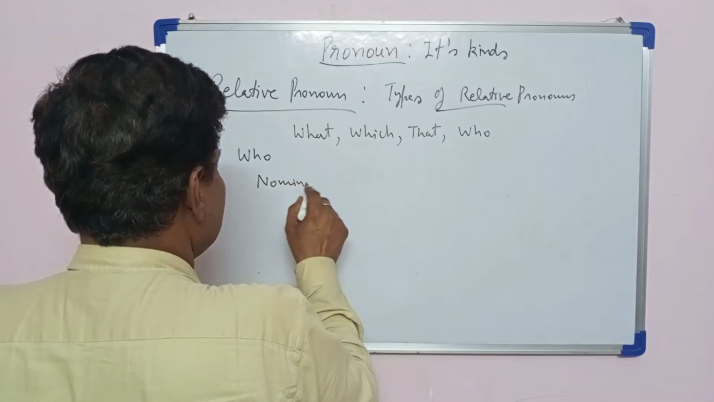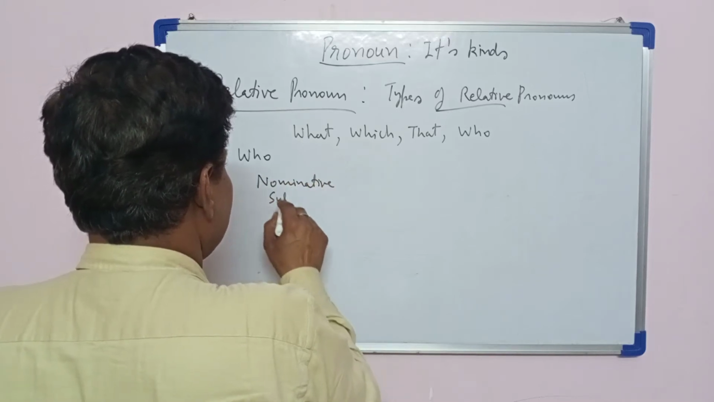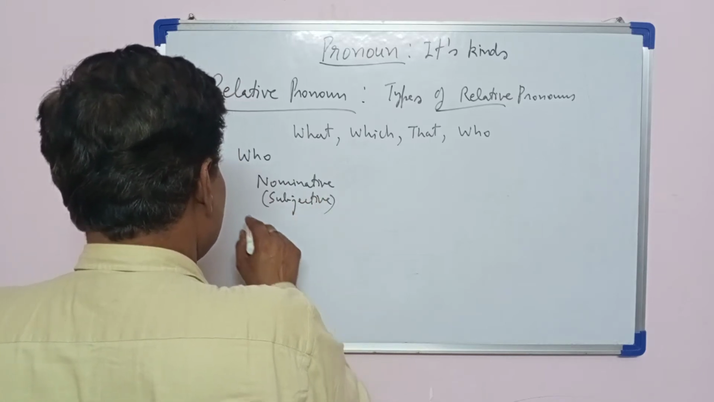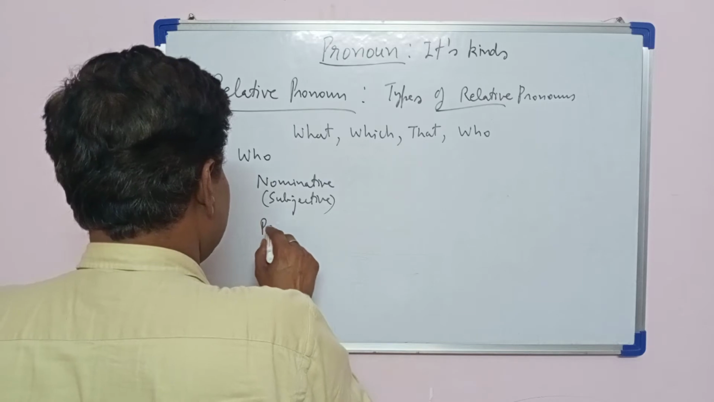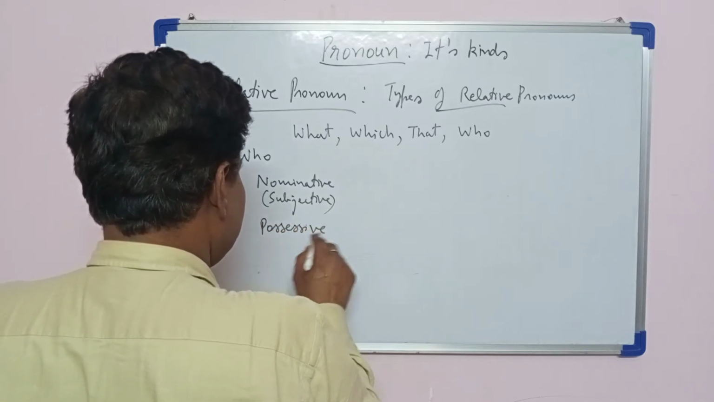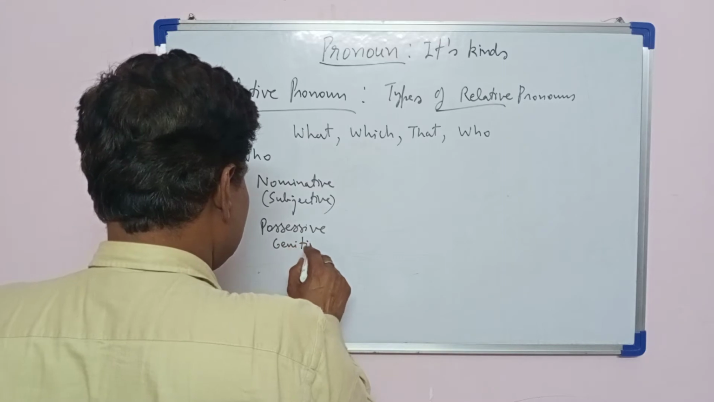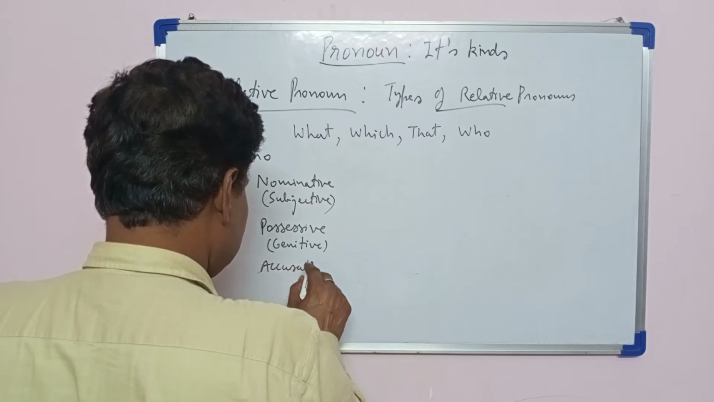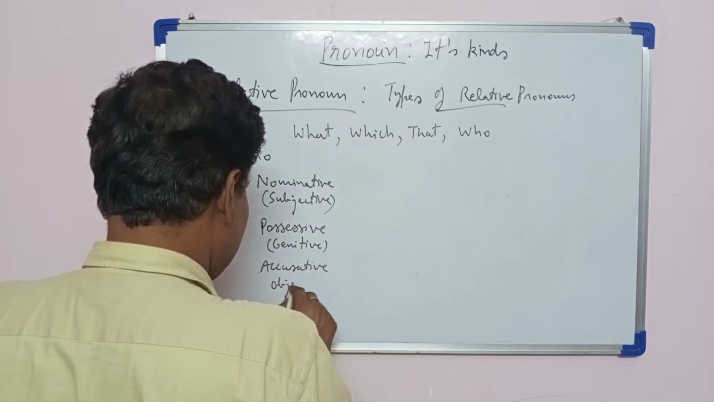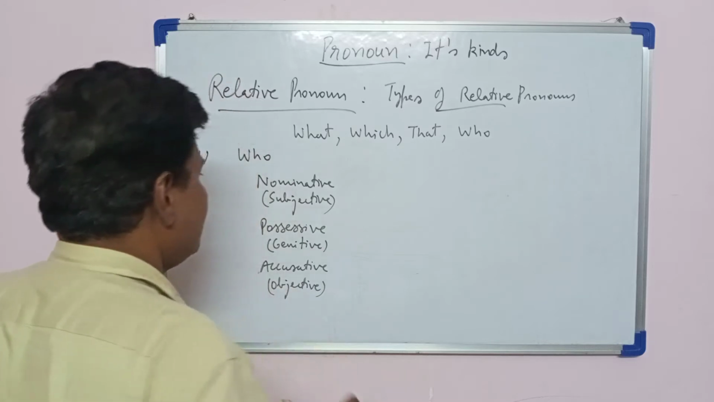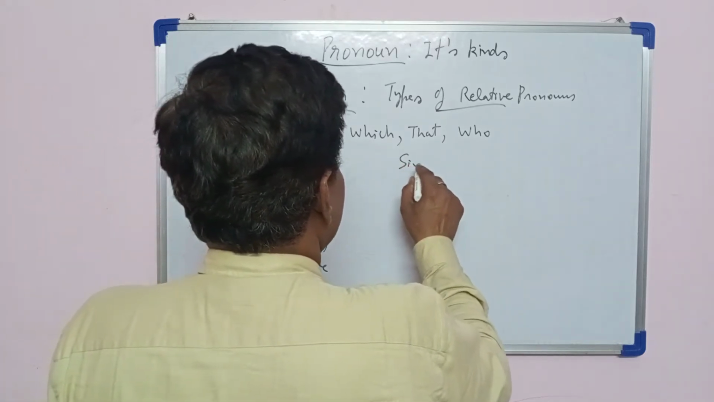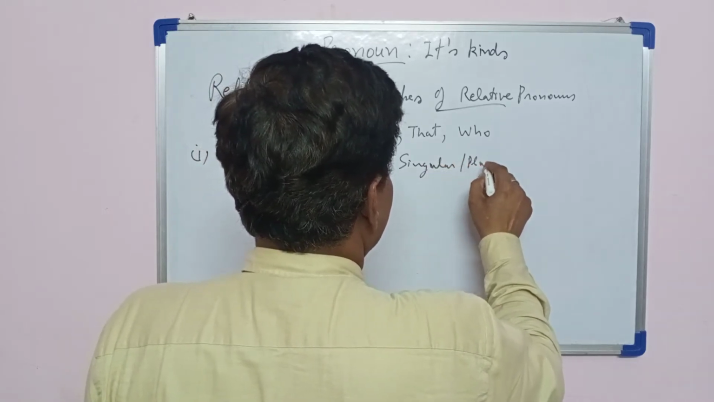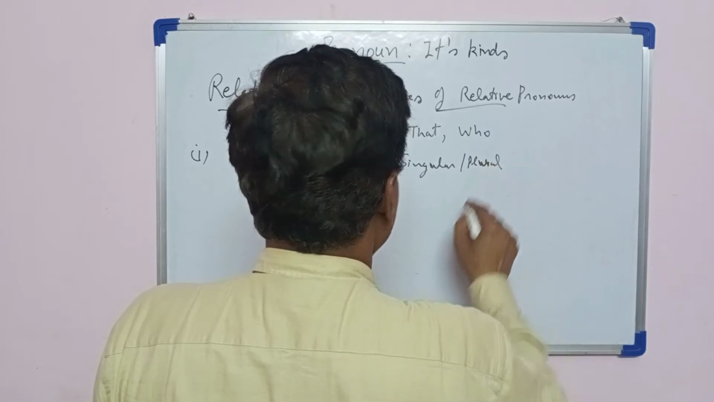Nominative means subjective case. Then possessive means genitive case, and then accusative means objective case. Here we will understand them in singular or plural. Both cases, these will be the same.